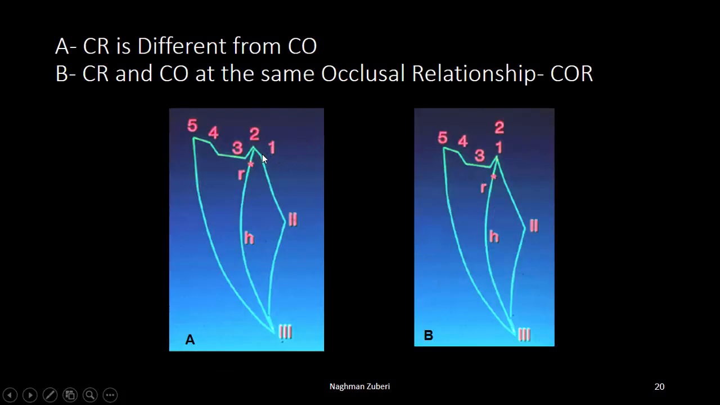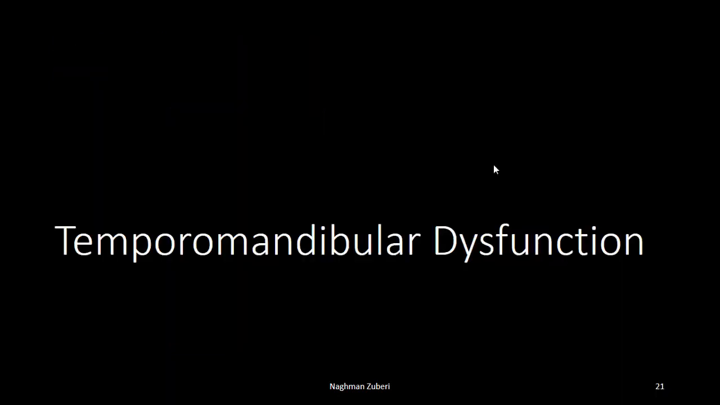Over here you can see that there is position 1, which is centric relation. This is position 2, which is centric occlusion. But if there is no shift of the mandible, there is no interference, then position 1 will be position 2. From centric relation to centric occlusion, there will be closure without any shift. So position 1 will be position 2. We call it centric occluding relationship.